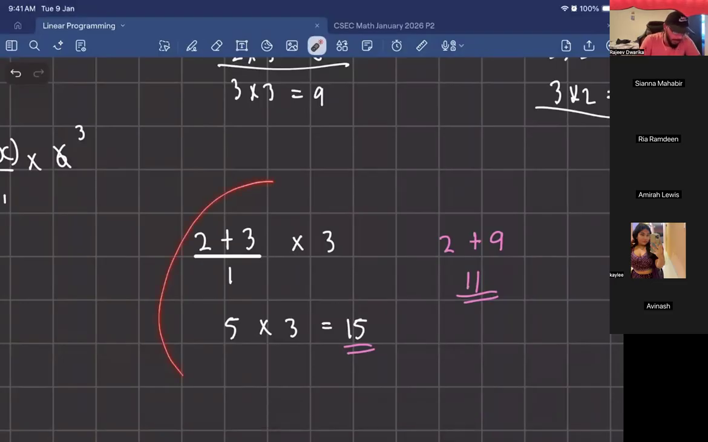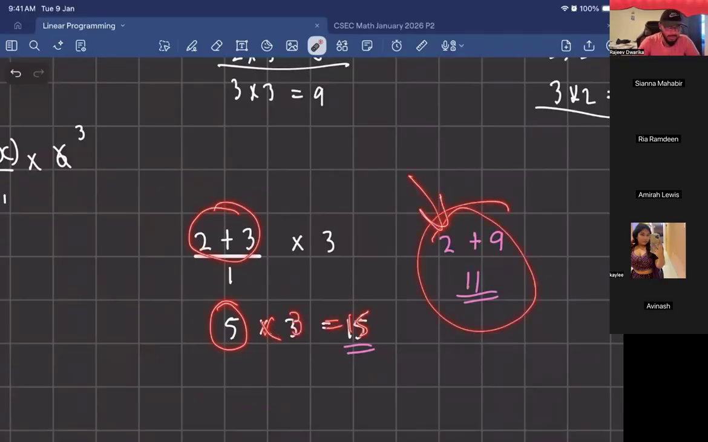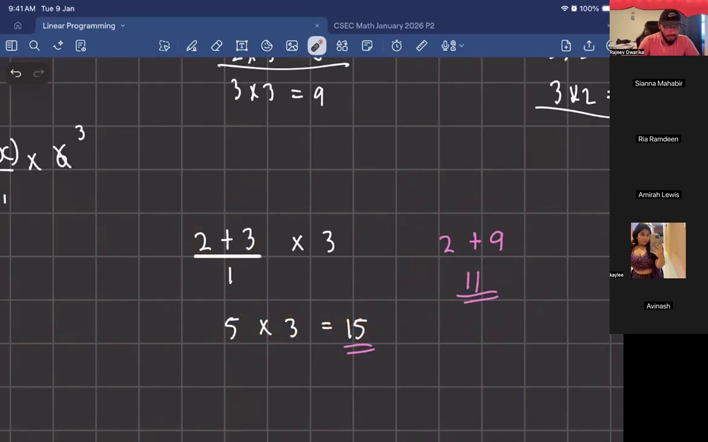So we did the right thing over here. You would add 2 plus 3, be 5, then you'd multiply by 3 and you get 15. So did we get the correct answer when we did this? No. The correct answer is 15, because you would add 2 and 3, and 2 plus 3 is?